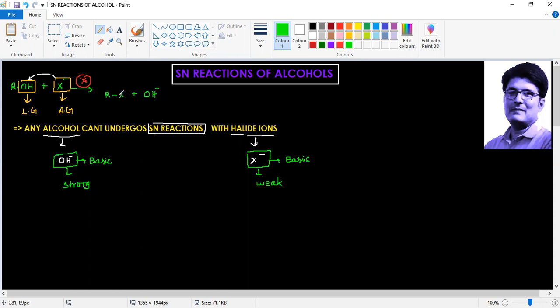Clear? However, if hydrogen halide HX is used as the reagent, then alcohols give an SN1 reaction. Hydrogen halides convert alcohols in the following way.